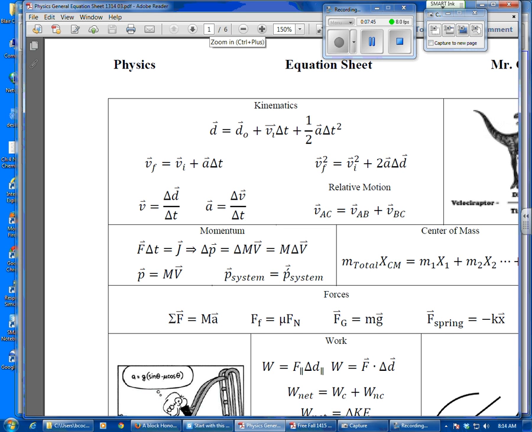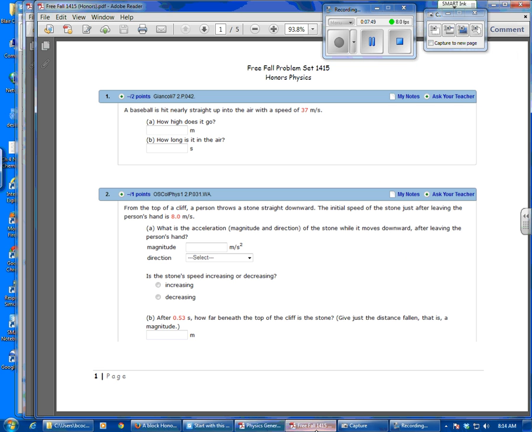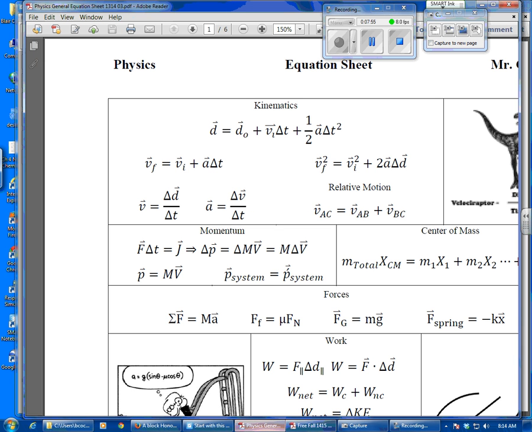Oh, but let's look at what they asked us about, though. How high does it go? Right, you might use that for part B. We could actually get there using this one, couldn't we? Because there's the amount of time. I know a lot about the velocity and the acceleration, so I can find out how long it took to get up there.